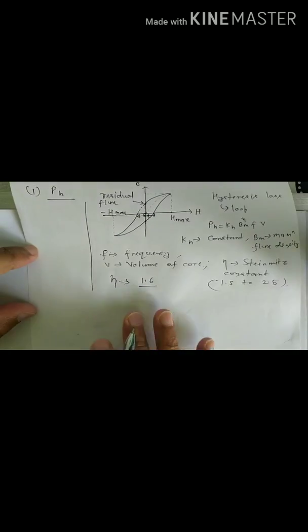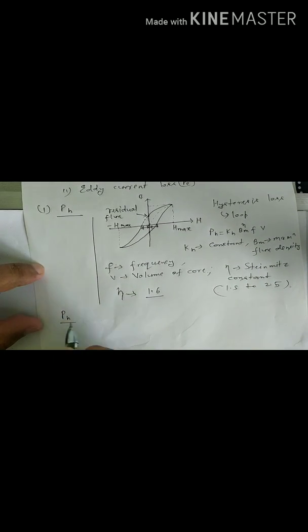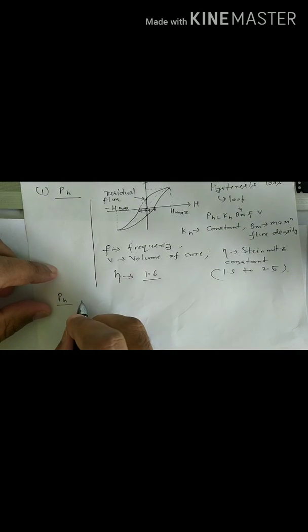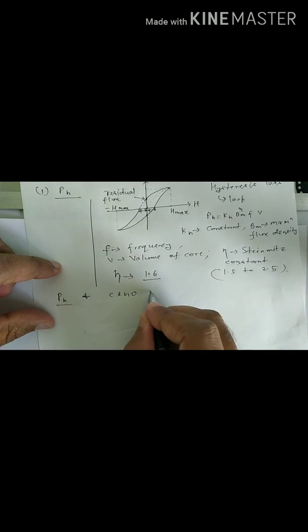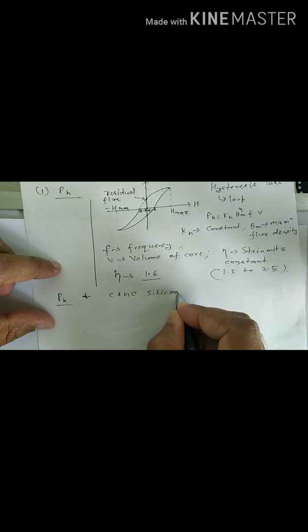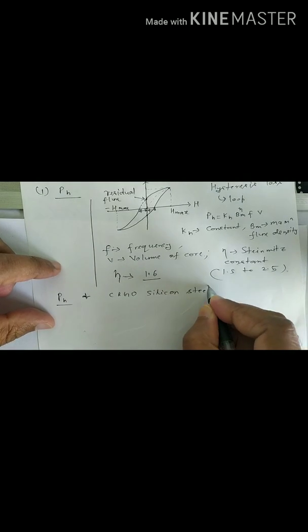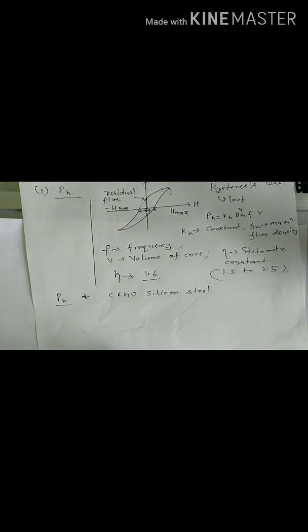So this hysteresis loss can be reduced by using soft and good magnetic material, which is CRGO, cold rolled grain oriented silicon steel. So this loss can be minimized by selecting good magnetic material. Coming to second iron loss, that is eddy current loss.